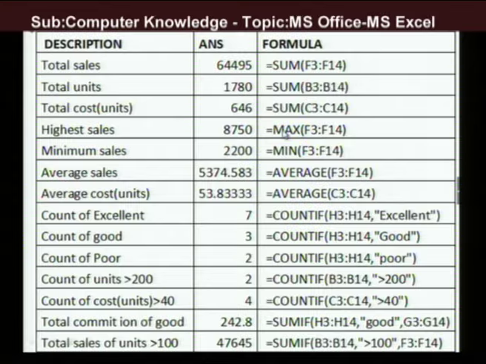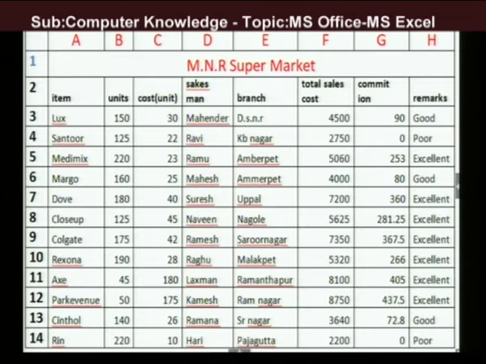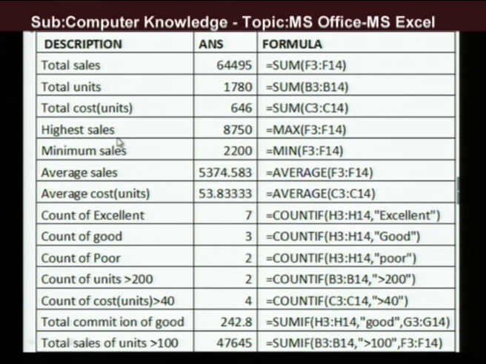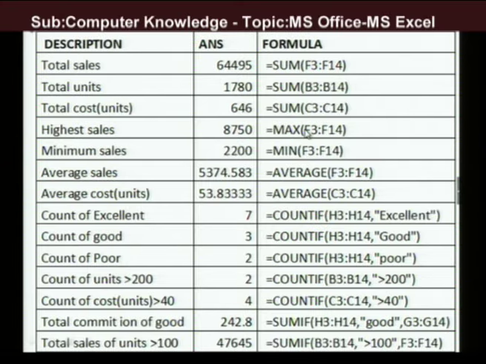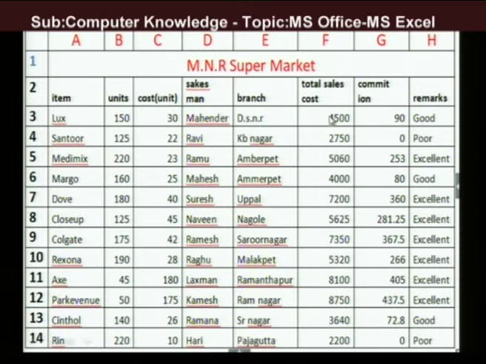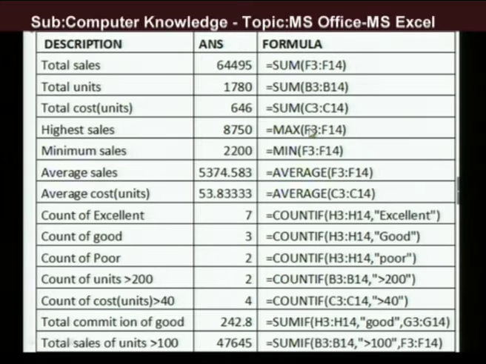Next, coming into maximum function. Maximum function is nothing but in this table we have to find out the highest sales. Highest sales in sales column. What is the highest sales number? Find out using max of F3 to F14. F3 starting and F14 is the ending. What is the maximum value? Equals to max of F3 to F14. That is the answer, 8750.